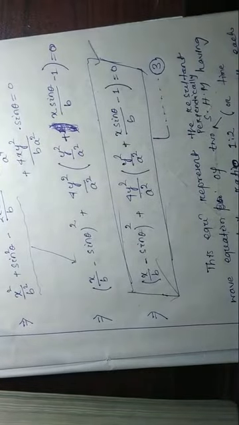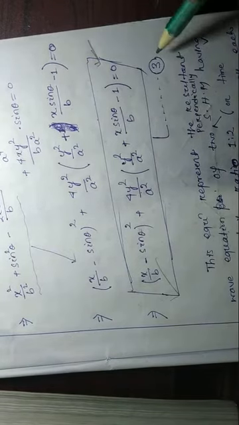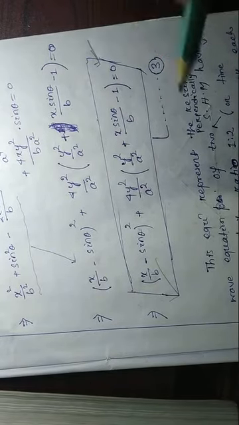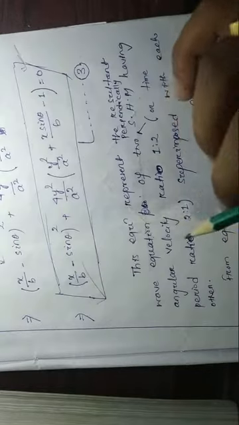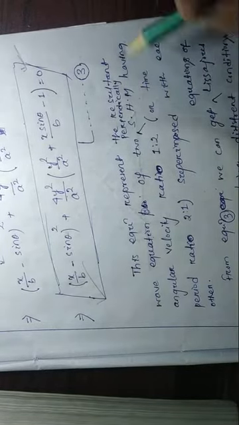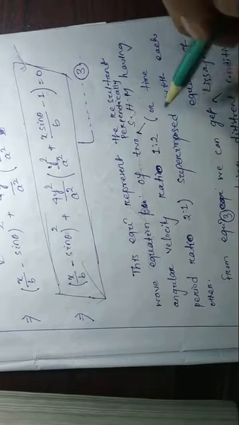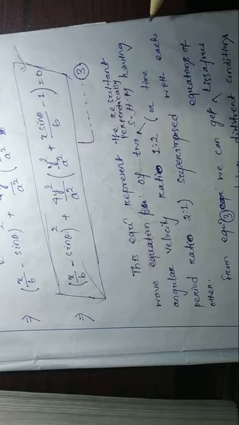So the last equation we found is equation number 1, and this equation represents the resultant wave equation of two simple harmonic motions having angular velocity ratio 1:2, or time period ratio 2:1, superimposed with each other. Then we can find the corresponding Lissajous figures.